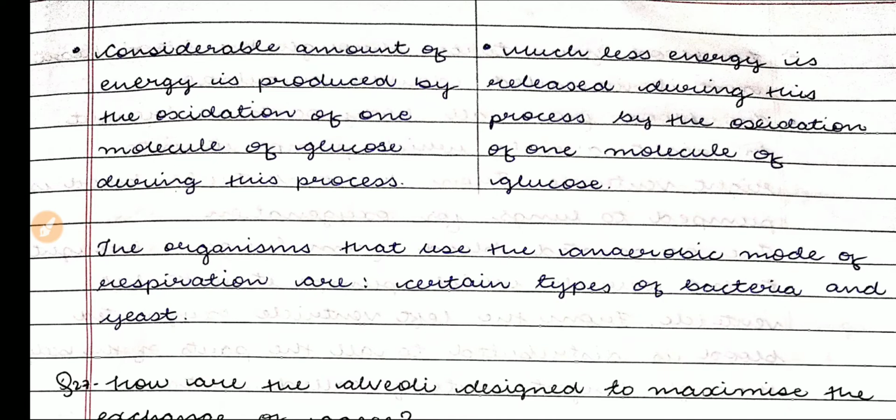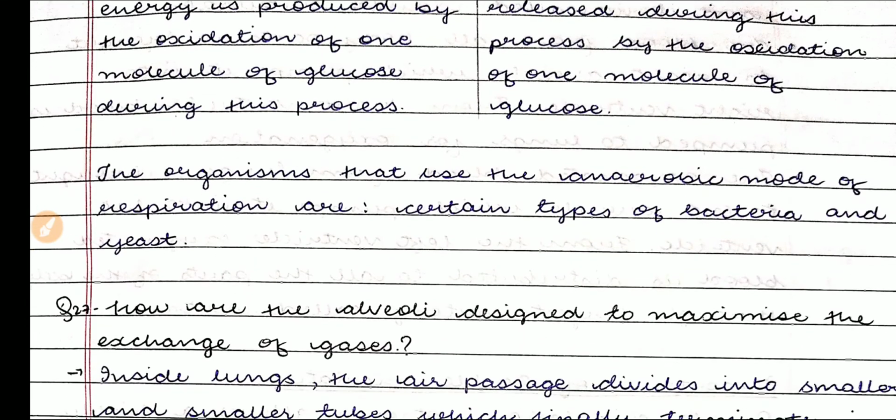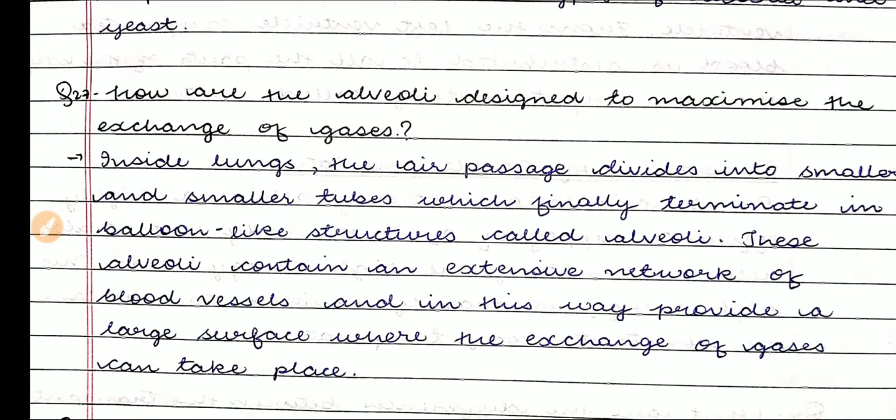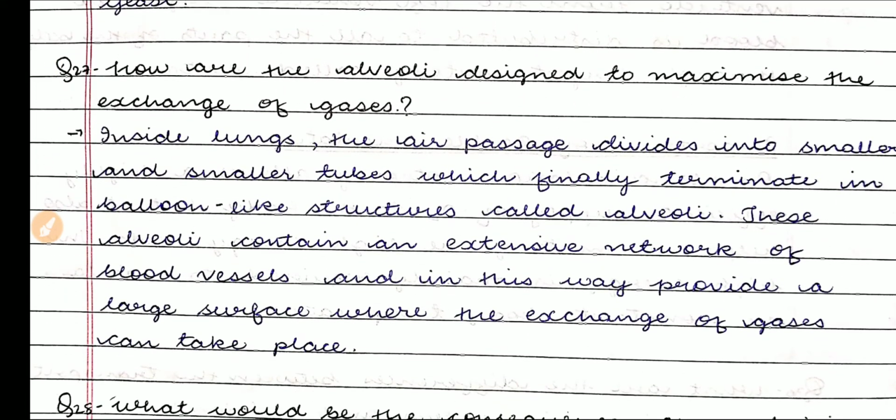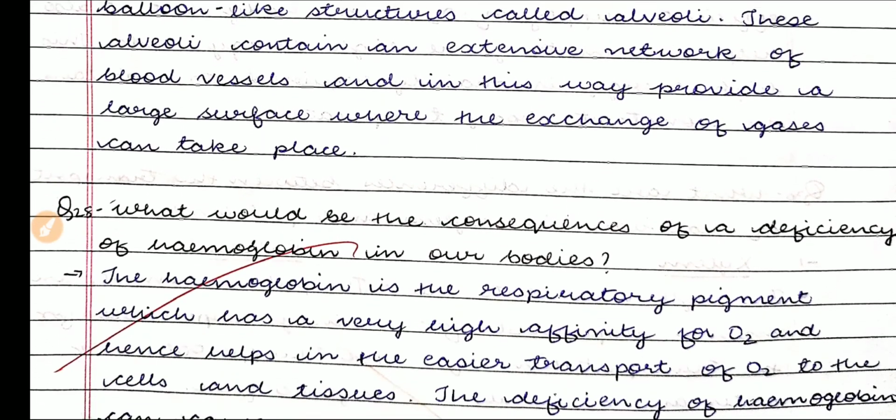The organisms that use the anaerobic mode of respiration are certain types of bacteria and yeast. Question number 27, students. How are alveoli designed to maximize the exchange of gases? Inside the lungs, the air passage divides into smaller and smaller tubes which finally terminate in balloon-like structures called alveoli. This alveoli contains an extensive network of blood vessels and in this way provides a large surface where the exchange of gases can take place.